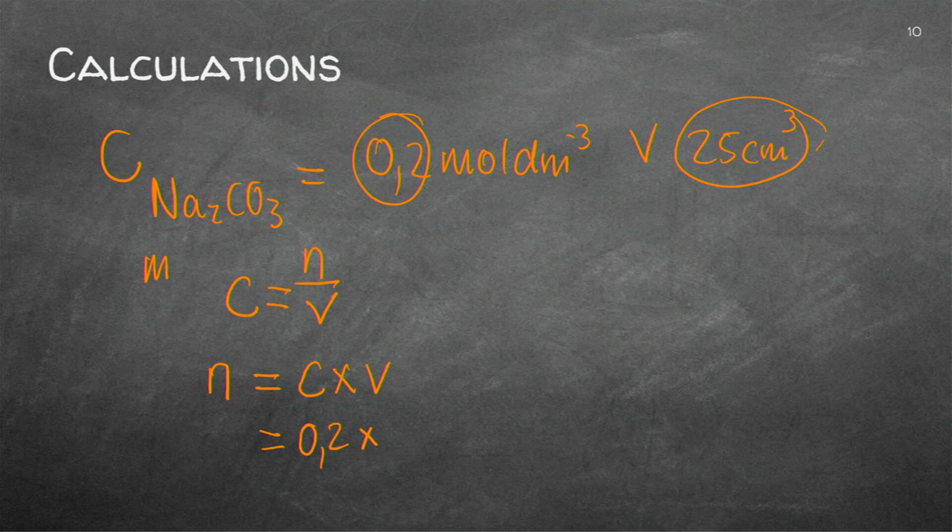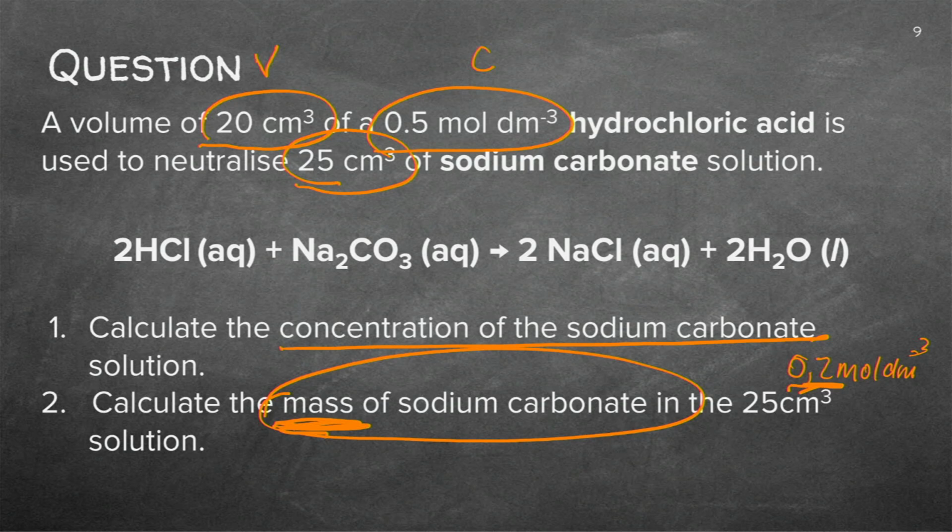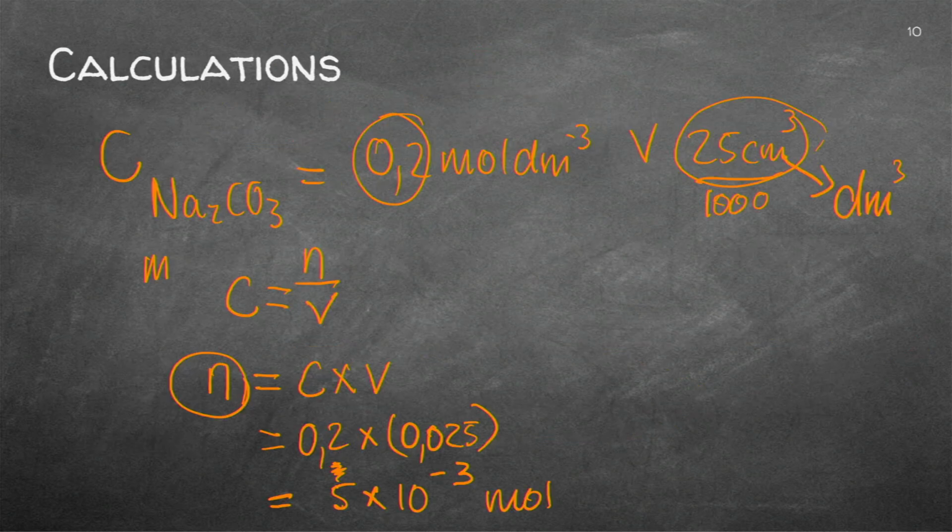And now, guys, that needs to be converted to cubic decimeters. So I'm going to divide that by 1,000, and that will give me the volume in cubic decimeters, because this is in cubic decimeters. So I've got 0.025 there, and if you do your little calculation, you will find that you've got 5 times 10 to the power of minus 3 mole. Remember, that's mole. But that's not what they asked me. They asked me the mass. So let's see if we can now get to the mass.